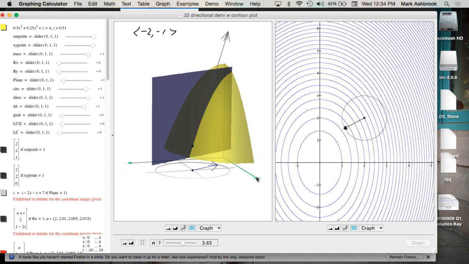And then what is the max rate of change? So that's the direction, the gradient, and then the max rate of change, or that rate of change in that direction, is radical 5. Magnitude of the gradient, right? Magnitude of the gradient, radical 5.